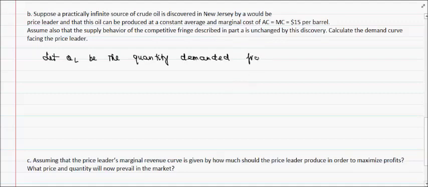from all the firms, facing the price leader.